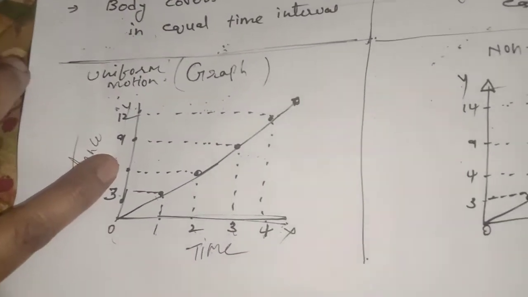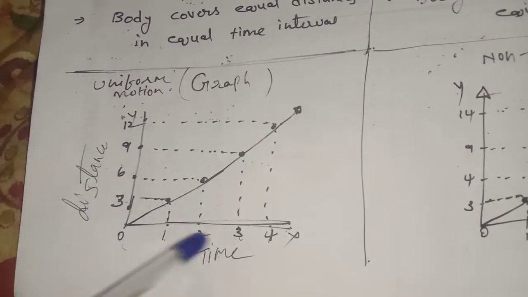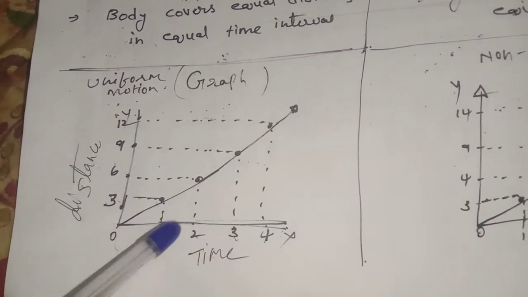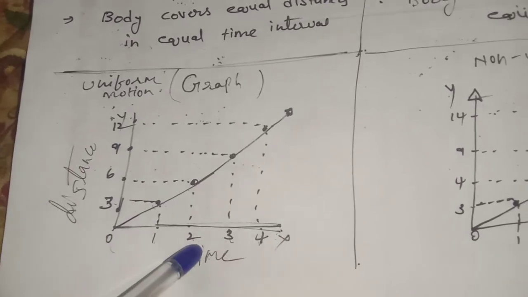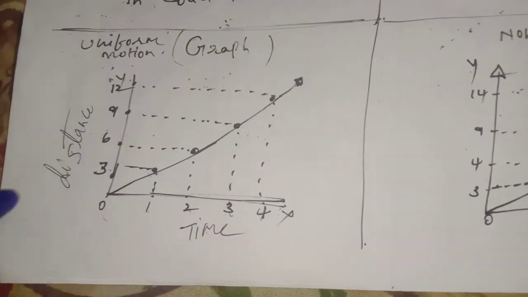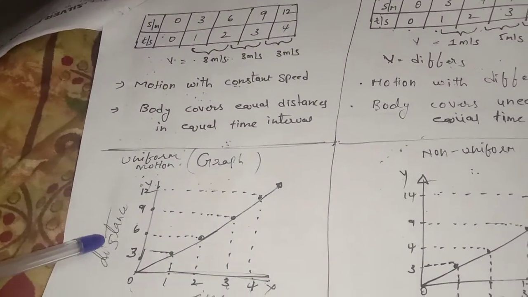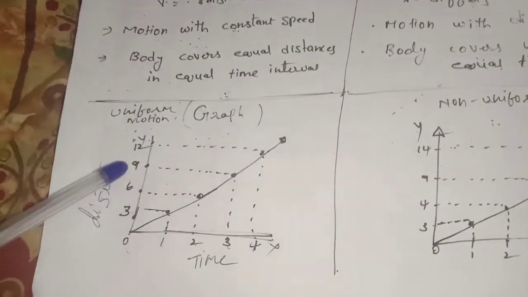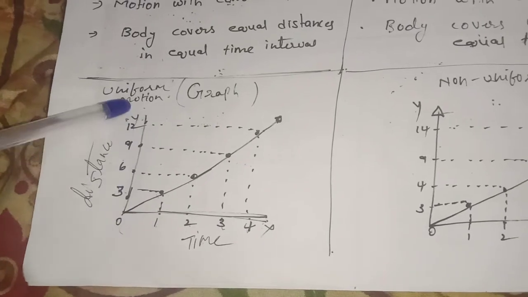So here time is always on the x-axis. So what is given in the time? 0, 1, 2, 3, 4. Then next we have to find the distance, in meters per second, that is 3, 6, 9, 12. This is on the y-axis.